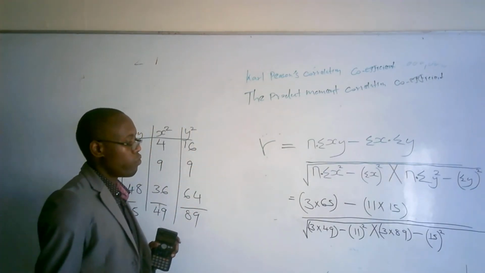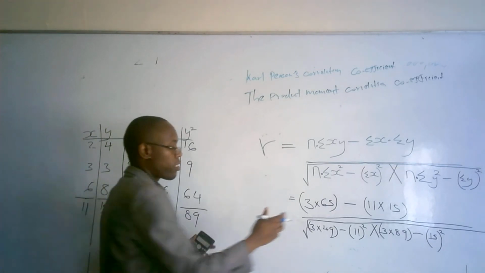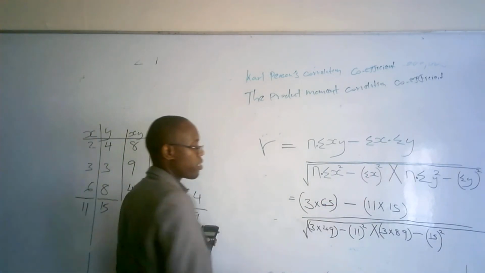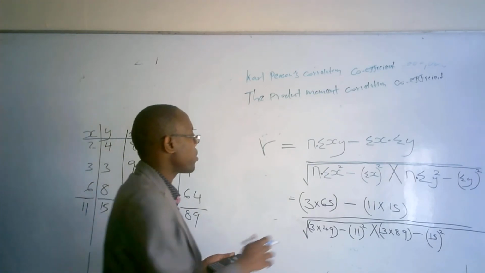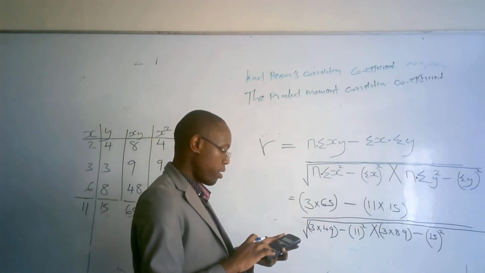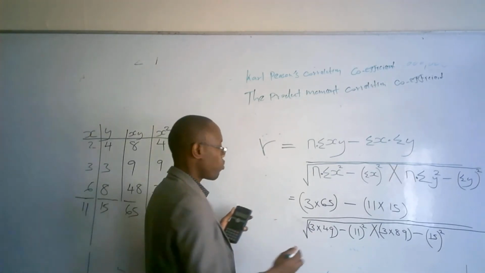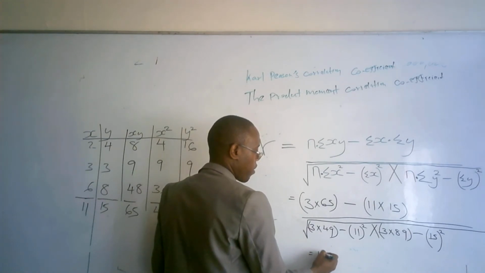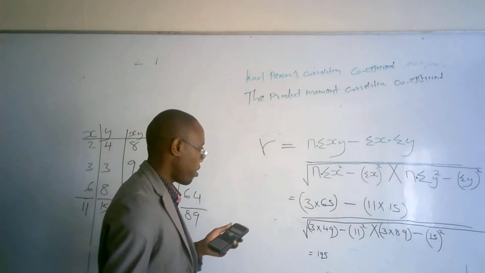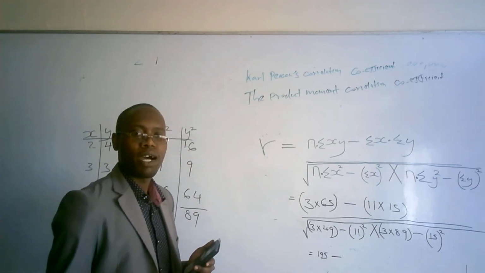So that's what you need to be able to do up to there. And then let us start with this numerator part. So we are going to start with 3 times 65, this 65 here, which is going to be 3 multiplied by 65. And the 3 multiplied by 65 is going to give you 195. And then you minus.